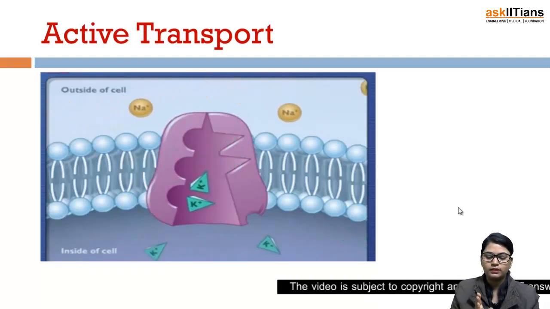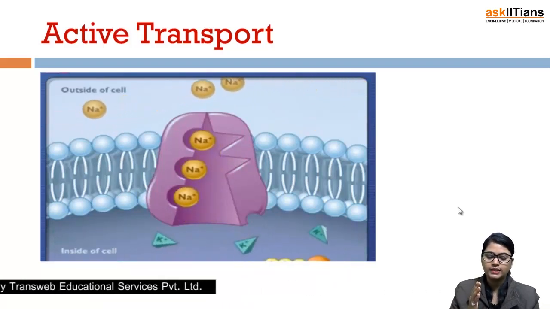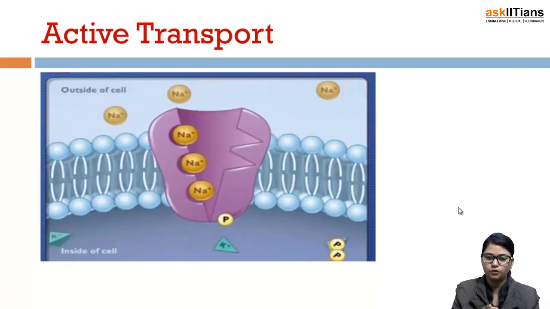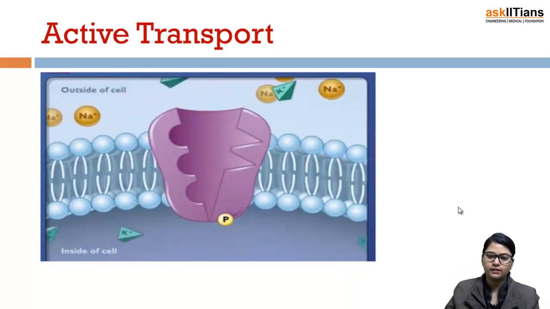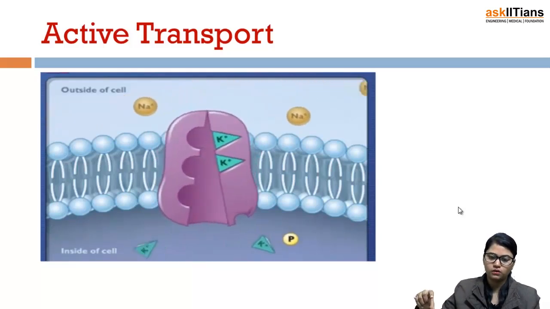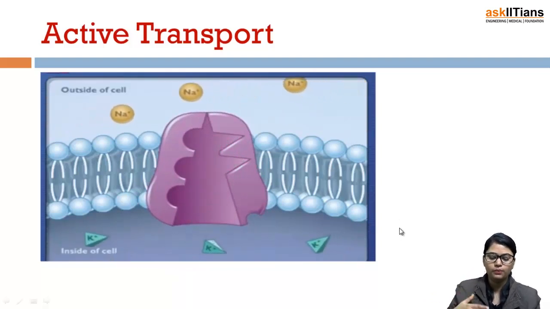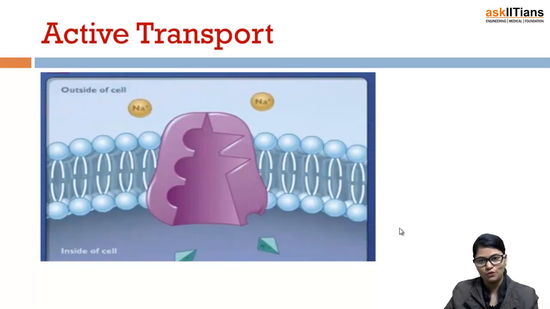This release allows the channel to revert to its original shape, and as a result the potassium ions are released inside the cell, and the sodium ions are again coming and attaching. The shape is changing, sodium ions are going outside, and again potassium ions are coming and getting attached. Phosphate will also go inside the cell, and the potassium ions will also go inside the cell. So this is how the ions will keep on moving. So this is an active transport. Why? Because it involves the use of ATP energy.